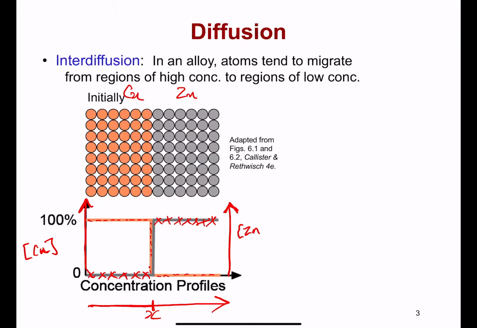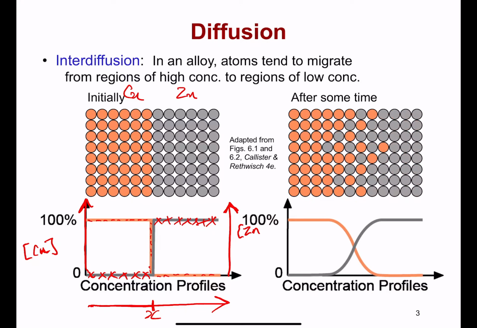Okay, so this is what we mean when we say atoms tend to want to migrate from regions of high concentration to low concentration. So that is, after some time, perhaps not even with application of heat, we know that these concentration profiles will evolve into something more gradual, where deep in the copper we'll still have 100% copper there, but at some point we'll see that we've lost some copper atoms at the expense of having built up some zinc atoms in the material.